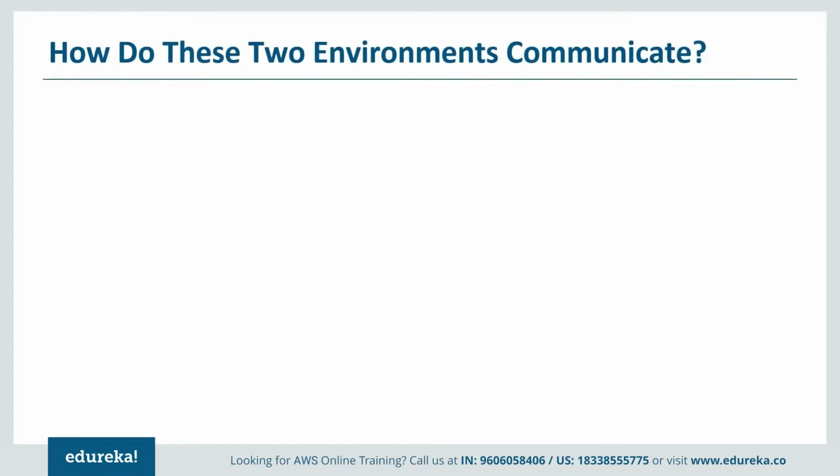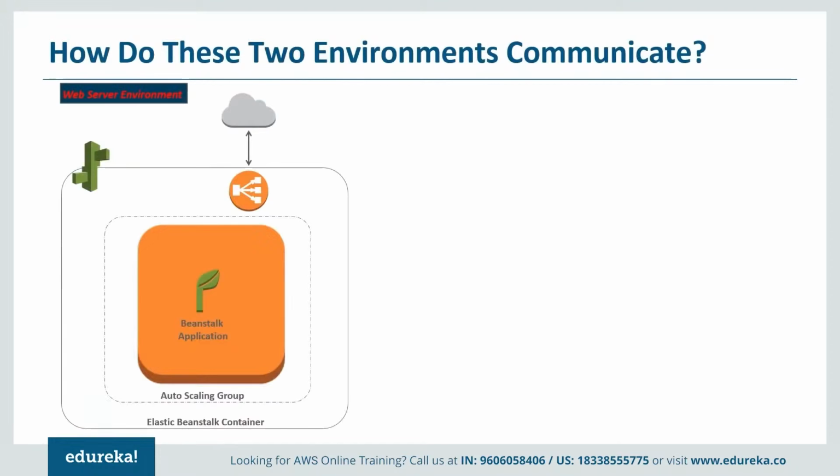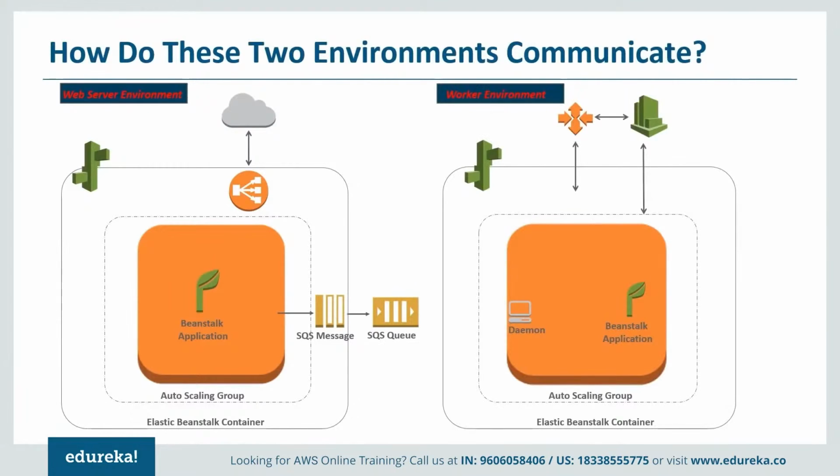Now you know what web server environment and worker environment are, and why we need worker environment. But there has to be some way so that this web server environment can pass on this task to worker environment. Let's see how. So you have your web server environment. It has received a request, and while processing, it has encountered tasks which are taking a lot of time. So it creates an SQS message. SQS is a simple queue service offered by Amazon. And this message is then put into SQS queue. And the different requests are arranged based on priority in the SQS queue.